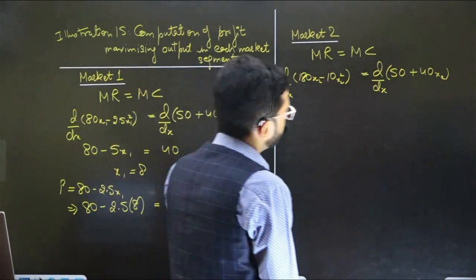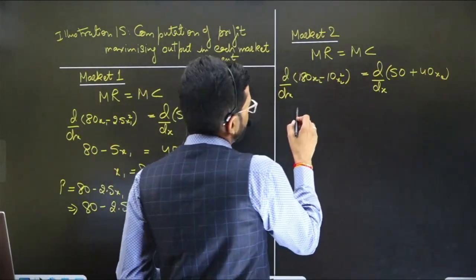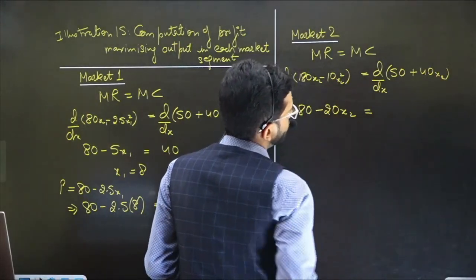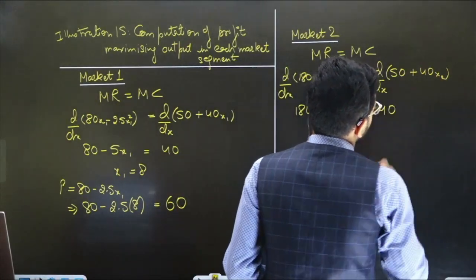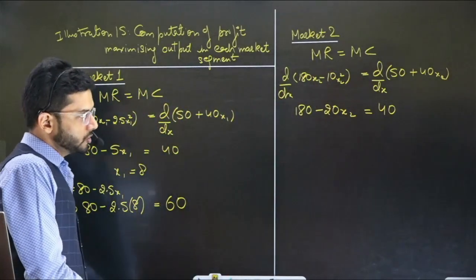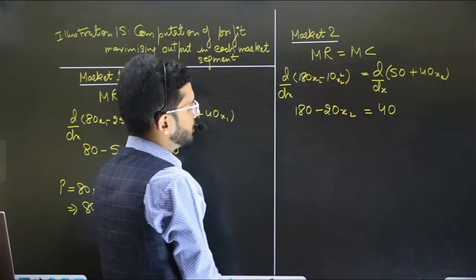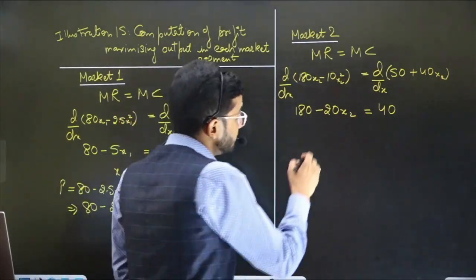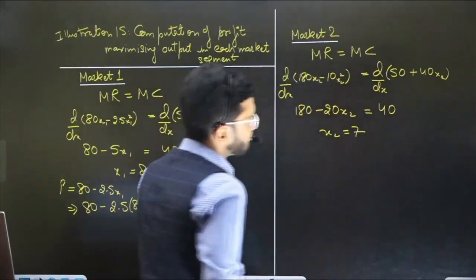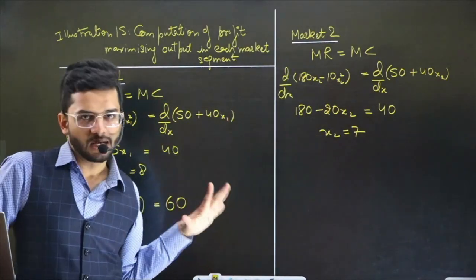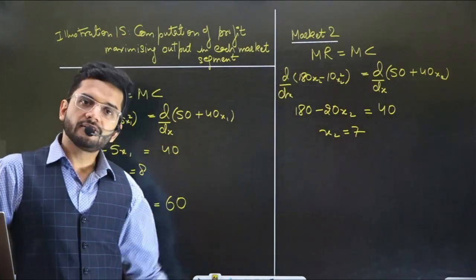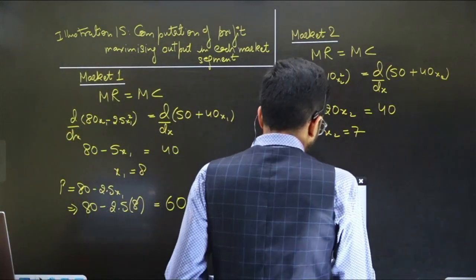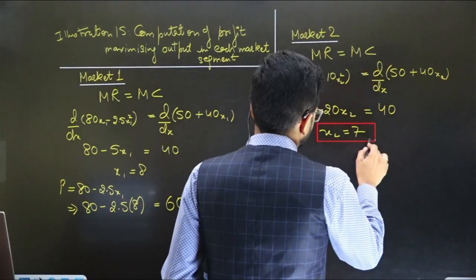So we are going to compute the derivative of cost function and revenue function now. This will become 180 minus 20x2 is equal to 40, as 50 goes away and 40 remains. So 180 goes on the other side, it will become minus 140. 140 divided by 20 becomes 7. So x2 is equal to 7. Guys, I use a shortcut to compute the answer directly. You please put each and every step in each of the lines. Don't hesitate in writing all the steps properly. I take a shortcut.